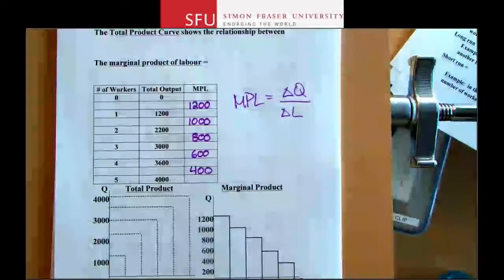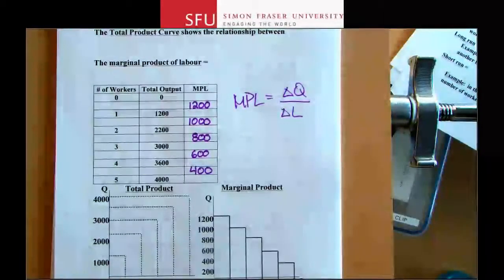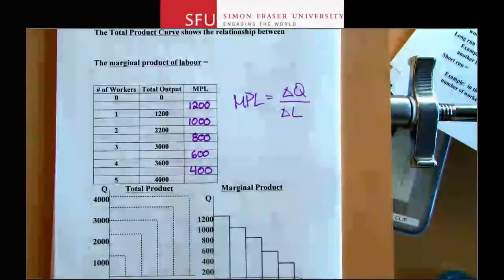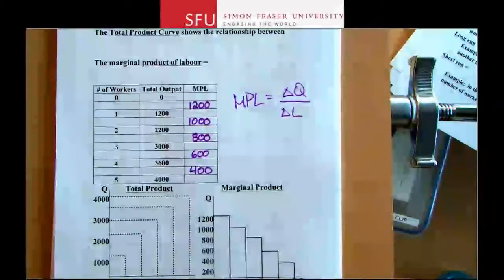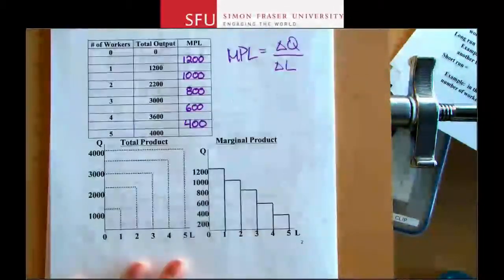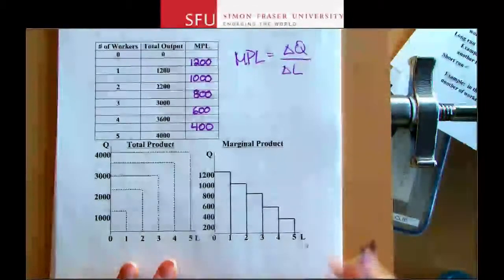Workers lose productivity when it gets busy, right? Because they get crowded in there, they're having to share the equipment, they're having to take turns, they bump into each other, they start fighting with each other. Anyway, so yes, you can hire more workers, but the productivity goes down.